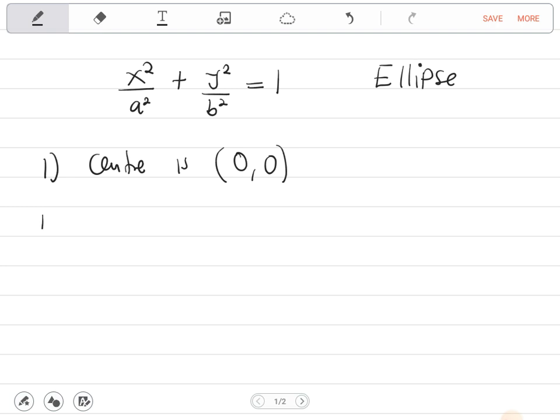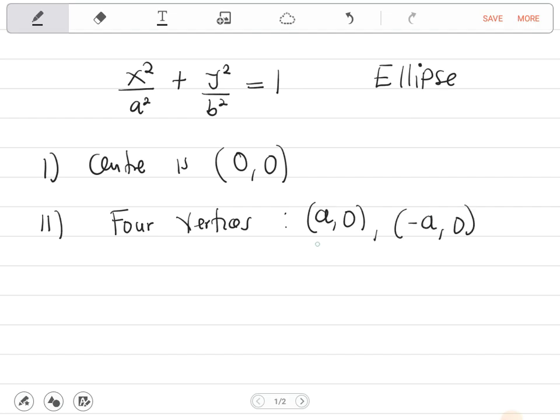What else do you need to know about this equation? There are 4 vertices of this equation. The first one is a, 0. The second one is negative a, 0. The third one is 0, b. And the fourth one is 0, negative b. These are the 4 vertices that you deal with in an ellipse.